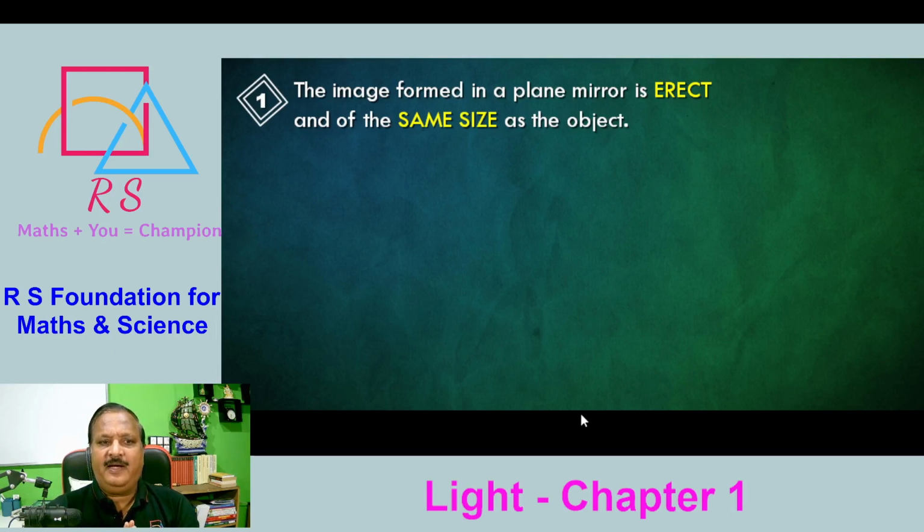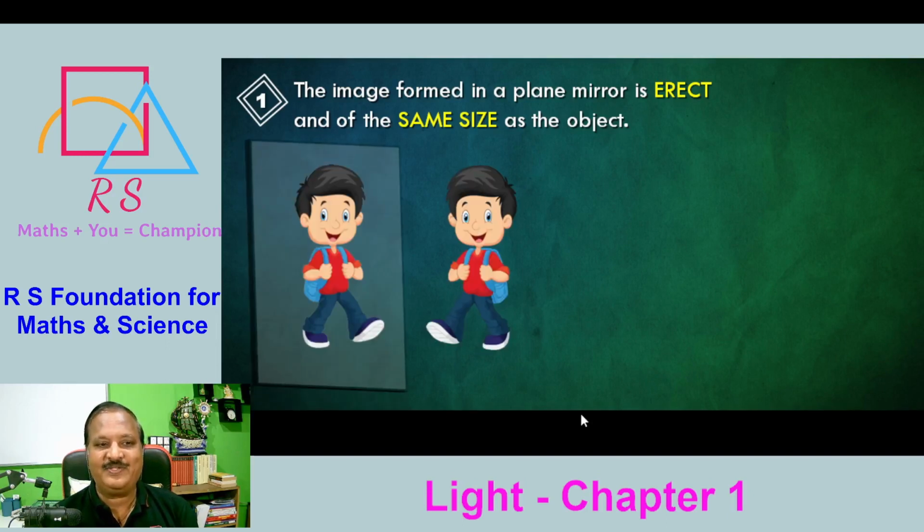Okay, and inverted, the opposite of erect, is inversion, right? So now the head is at the top, and the body, everything else, will be as it is. And also the same size. So this is the first property of an image formed in a plane mirror.